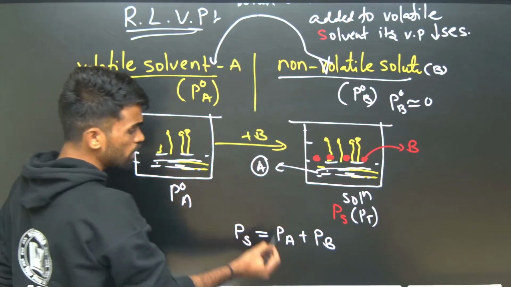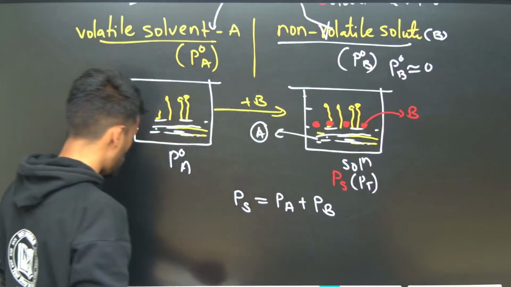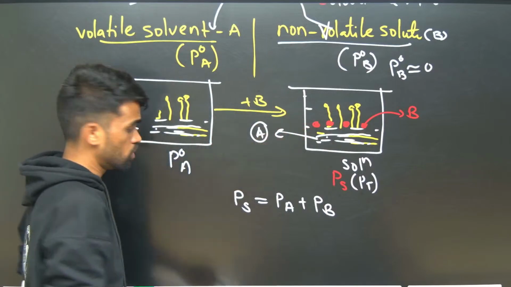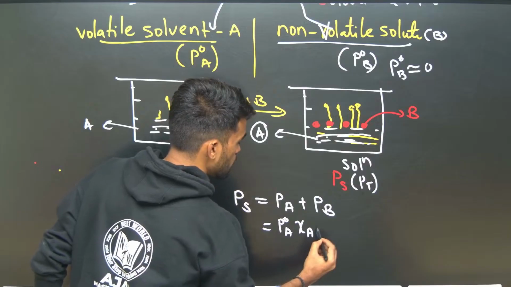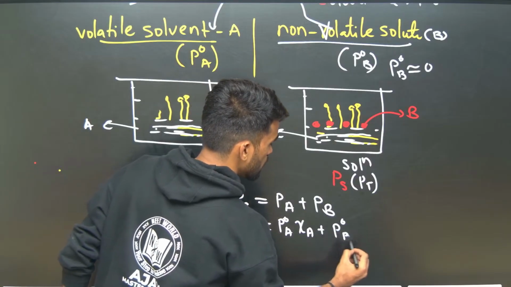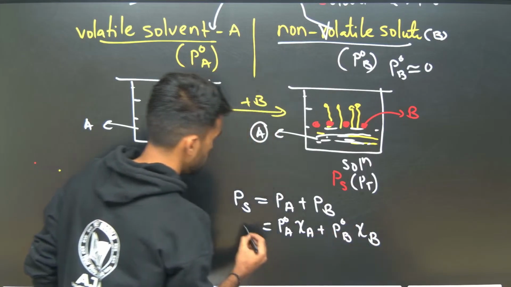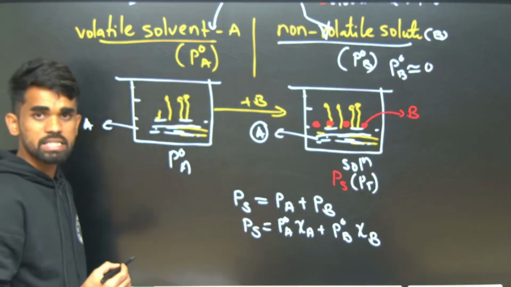Now what is this PA? PA is the vapor pressure of A in this mixture. So I can write this as P naught A XA plus P naught B XB, right? This is equal to PS. Hope it is clear up to here.